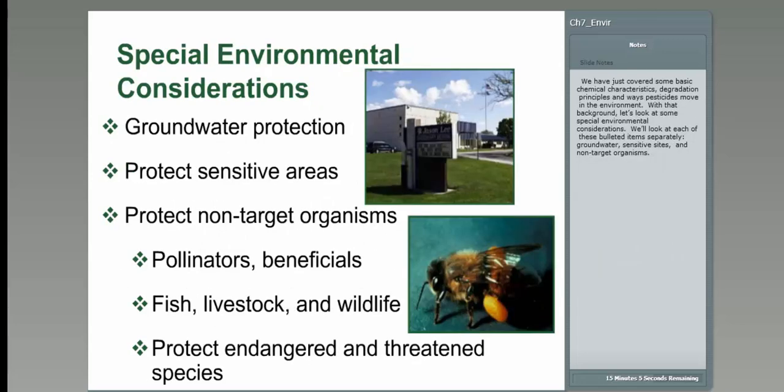We have just covered some basic chemical characteristics, degradation principles, and ways pesticides move in the environment. With that background, let's look at some special environmental considerations. We'll look at each of these bulleted items separately: groundwater, sensitive sites, and non-target organisms.